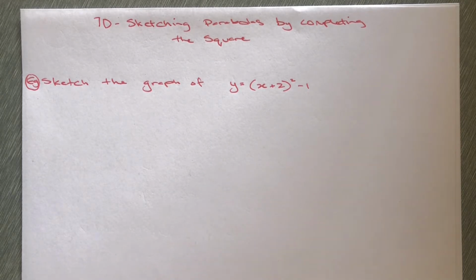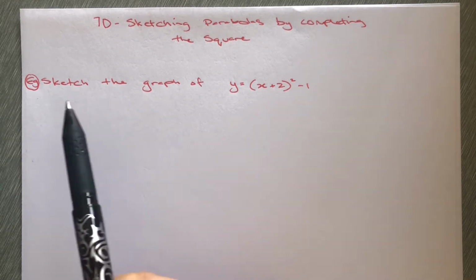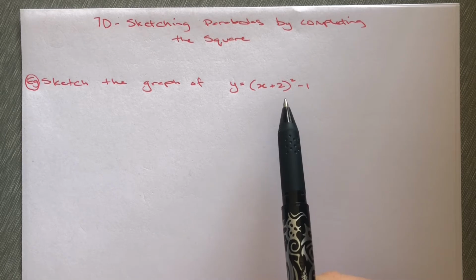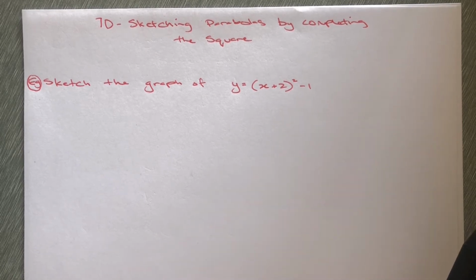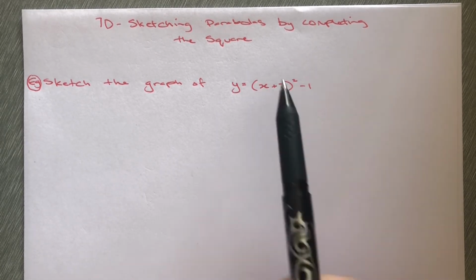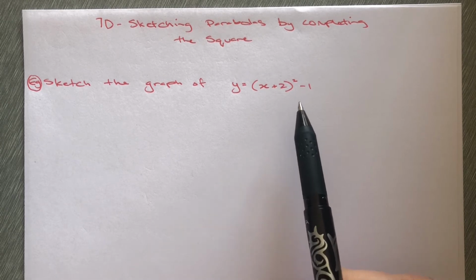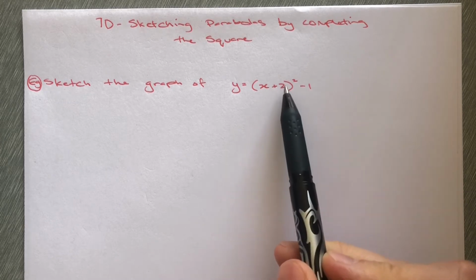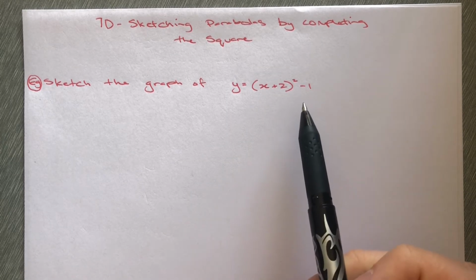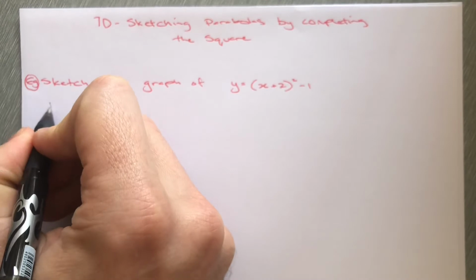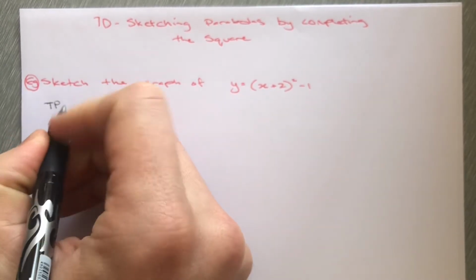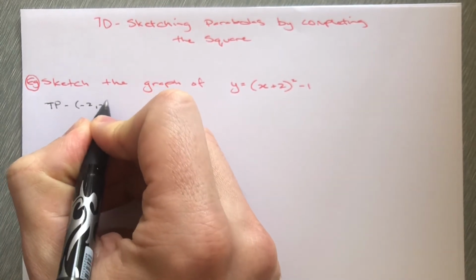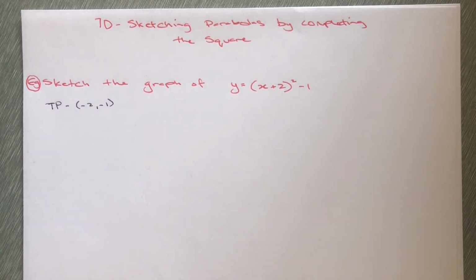So if you look at this first example here, we've been asked to sketch this quadratic function. Hopefully we can recognize that this is in turning point form, so the way this is set up is really easy for us to see the turning point. It's going to be these two numbers here, except for this one, the sign changes. So just by looking at this, I can see what the turning point is. I'm going to put that key information down. My turning point is -2, -1. Done.